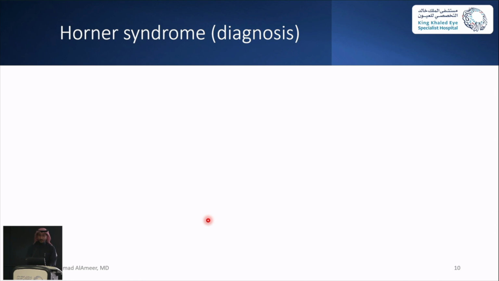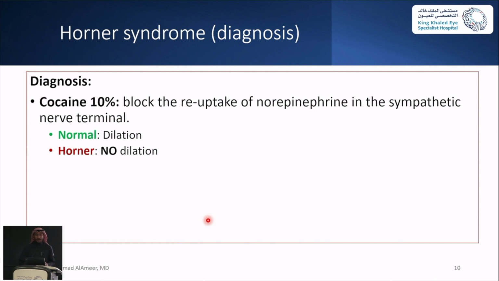How can you diagnose Horner? Any suggestion? I mean, how to confirm the diagnosis of Horner? By doing pharmacologic testing. Which pharmacologic testing do you do? Cocaine? Good. Is cocaine available here at Kekish? Okay, good, excellent. Just for the sake of the lecture, it's not practical, but the cocaine test can be done.